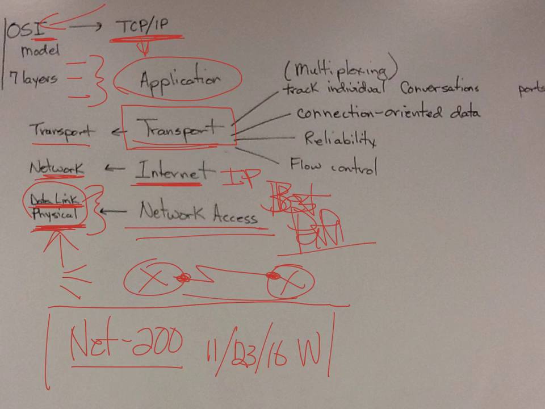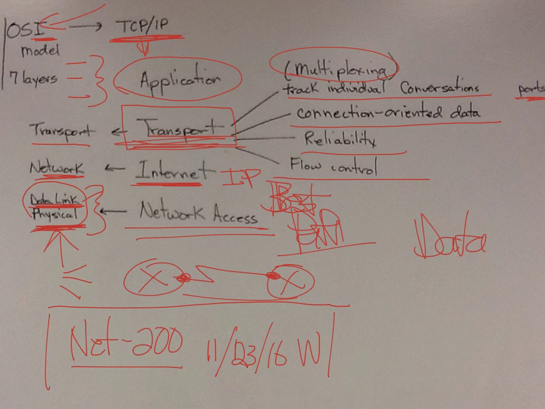All right, so the transport layer. Things to think about: multiplexing, tracking multiple conversations by port numbers. It's connection oriented, it can supply reliable transport, and it manages flow control. How are we going to transport the data? We get our data from the application layer. It could have been encrypted or whatever, and the data moves down. Now, how are we going to transport it?